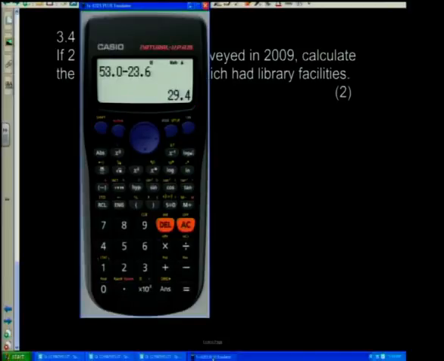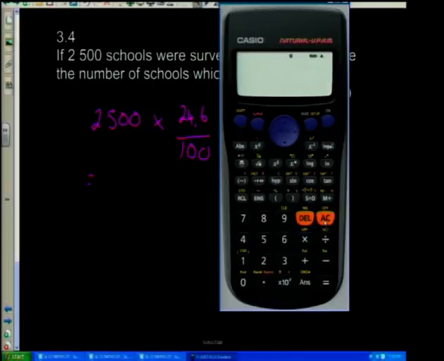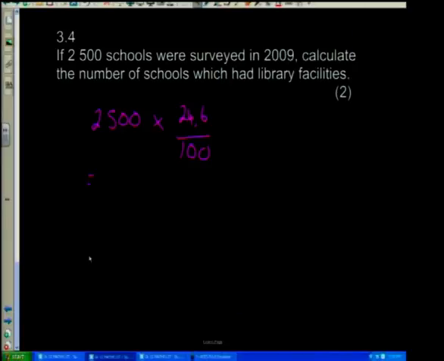And again, folk, our calculator is going to do that for us. There we go. Okay, again, I'm moving my calculator. We've got 2,500 multiplied by the fraction button, 24.6 over 100 equals, and my answer is 615. So 615 schools have library facilities, okay?